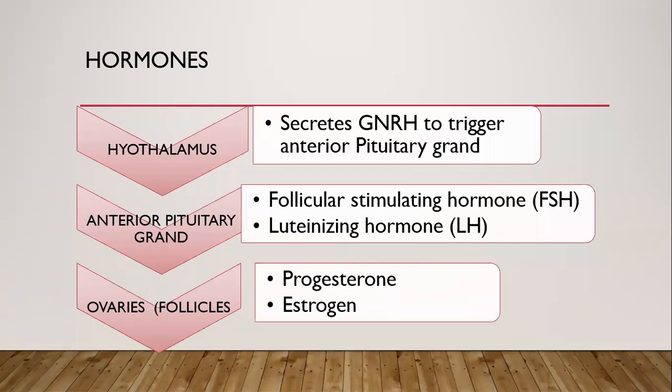And as the follicles grow, they start releasing two equally important hormones, which are progesterone and estrogen. And these are the ones that work on the endometrium, the lining of the uterus, the internal walls, such that it prepares itself for implantation.